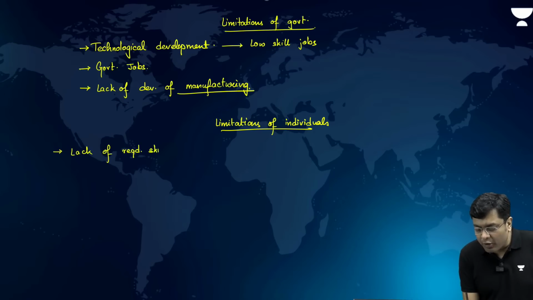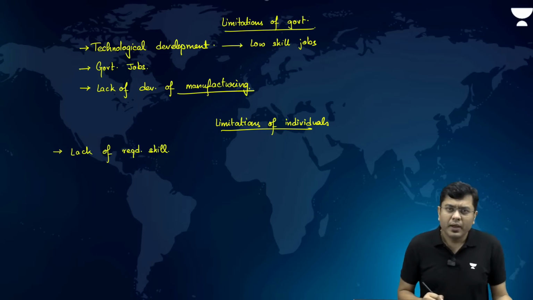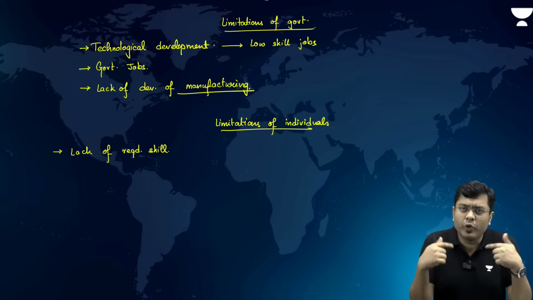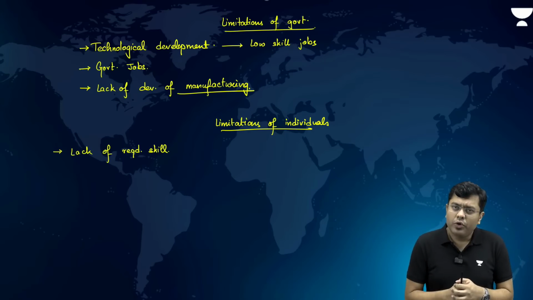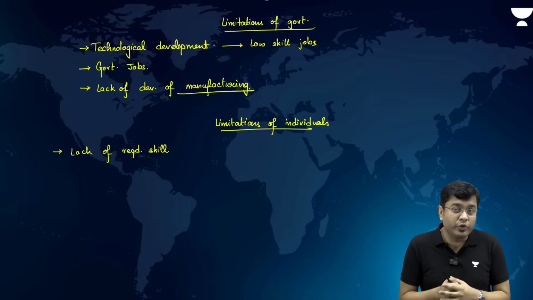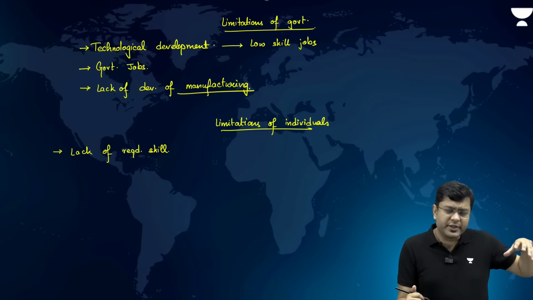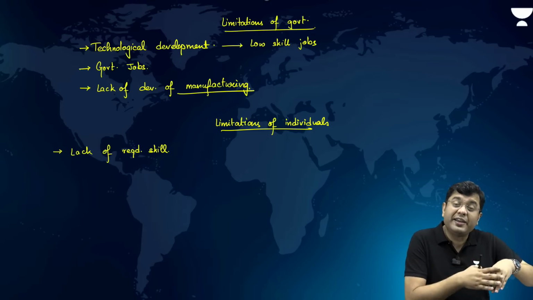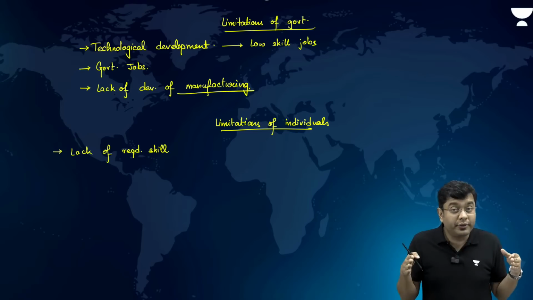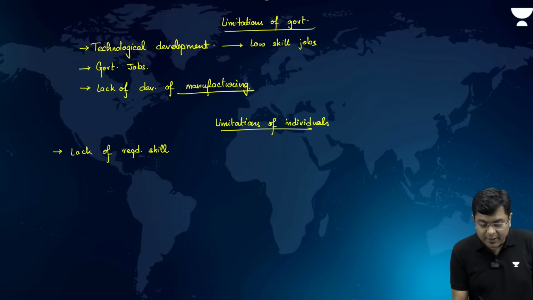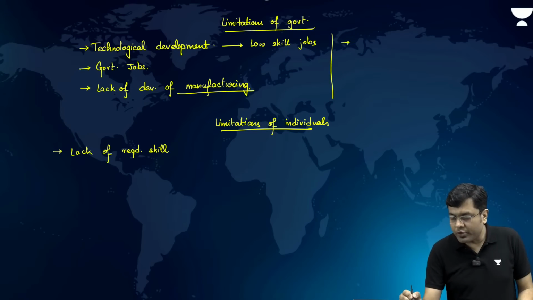Now, why is there a lack of required skill? Is it the fact that the individuals don't want to learn? No. Our educational system needs to improve there. Our educational system is still largely theoretical. It has to transition into the aspect of practical. So that is where you have the issue of the education system.